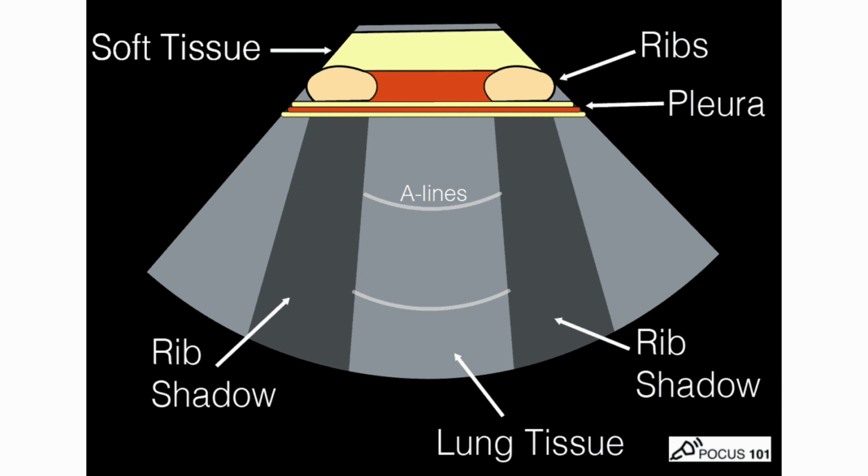In between those, we're going to see the lung tissue. And we're also going to see a little bright white line that's the pleura as well. We'll be able to see that pleura moving.